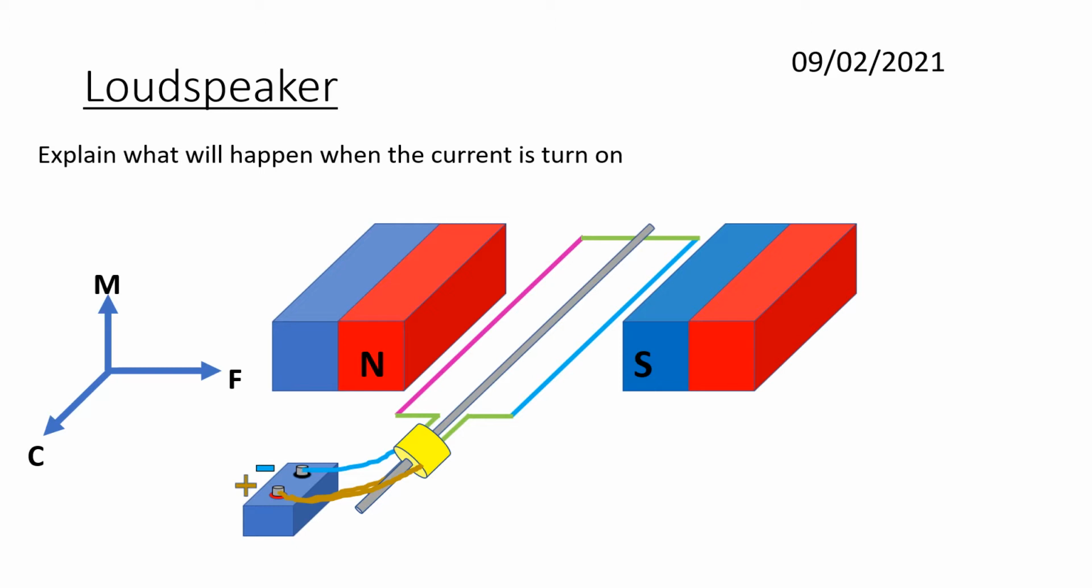As a consequence, the pink side of the loop would move upwards, whereas the blue side would move downwards, and you would end up with a rotation. The reason we've got a rotation is because of the split ring commutator at the bottom in yellow. If you're not sure about that, go back and have a look at the presentation on motor effect before you go any further.